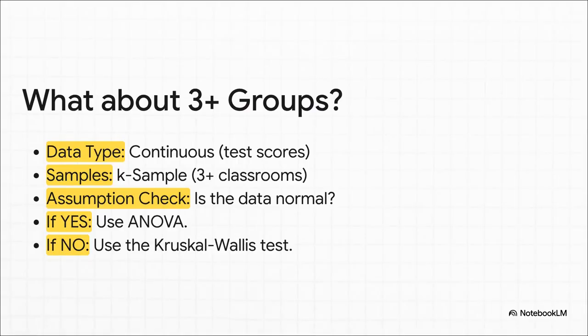And you know what? The same exact logic applies even if we throw a third classroom into the mix. We've still got continuous data, but now it's a K-sample situation. So we ask our final question: is the data normal? If the answer is yes, we use ANOVA. If it's no, we use the Kruskal-Wallis test. It's the same simple, logical process every time.